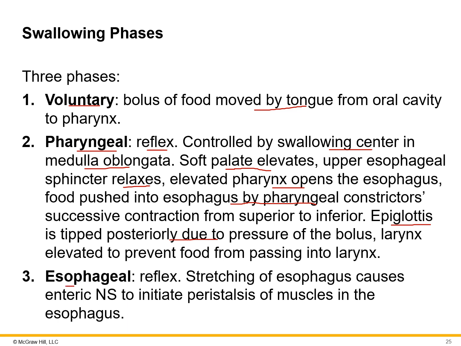And then we have the esophageal phase, which is another reflex. So the only part that's voluntarily controlled is the first part. And this is that stretching of the esophagus that causes the enteric nervous system to start the peristalsis. So that, again, coordinated kind of wave of muscle contractions to move that bolus through the esophagus.